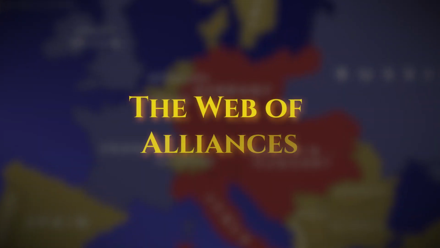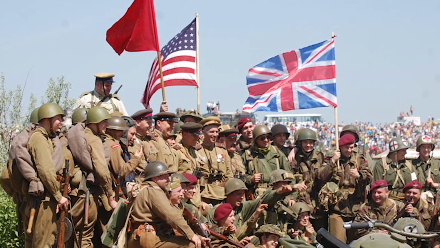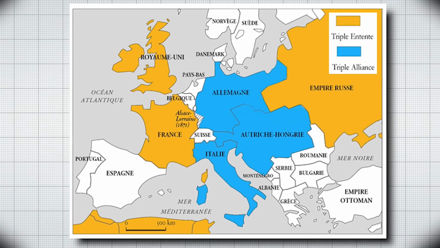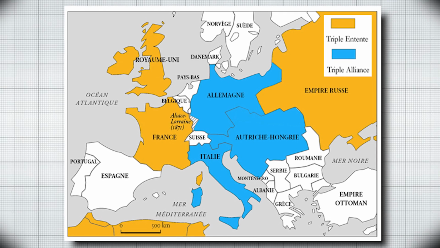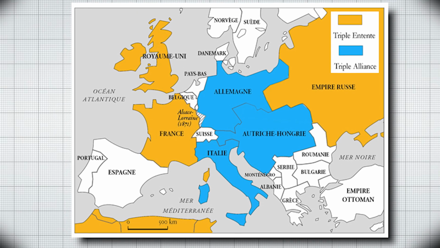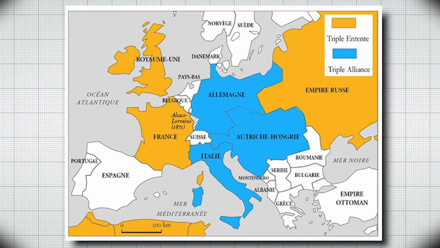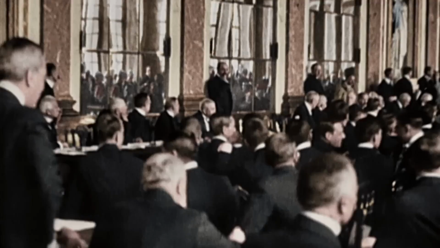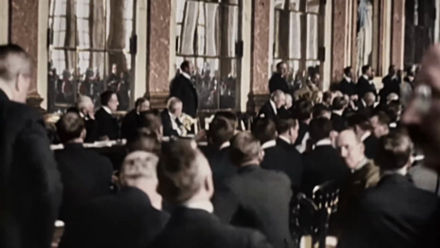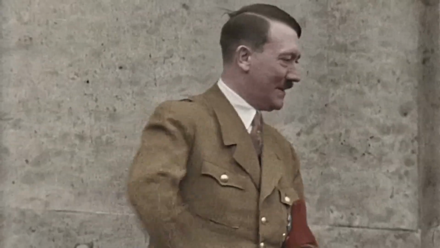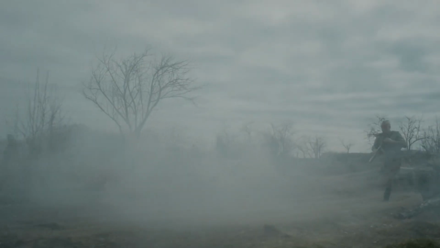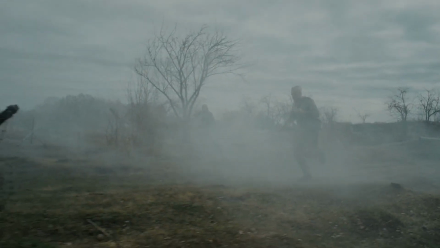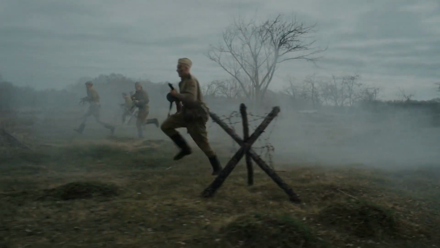The web of alliances. Europe was divided into two major alliances: the Triple Entente, which included France, Russia, and Britain, and the Triple Alliance, consisting of Germany, Austria-Hungary, and Italy. These alliances were originally intended to provide mutual security, but in reality they created a dangerous domino effect, where if one country was attacked, others were bound to come to its aid, pulling more nations into conflict. This system of alliances meant that even a small incident could escalate into a large-scale war.